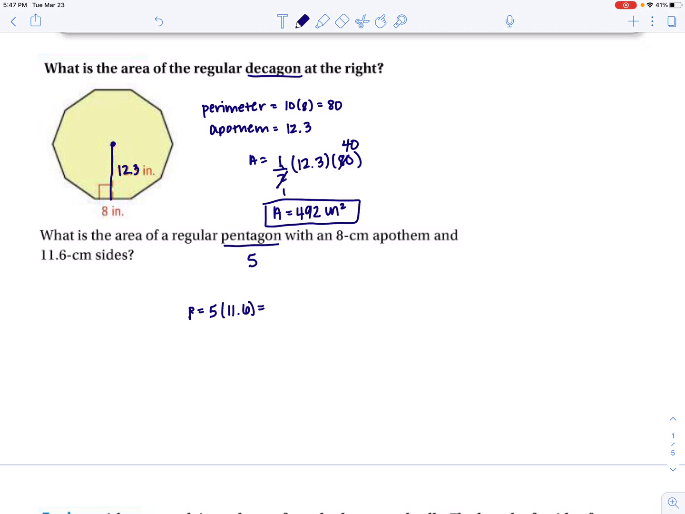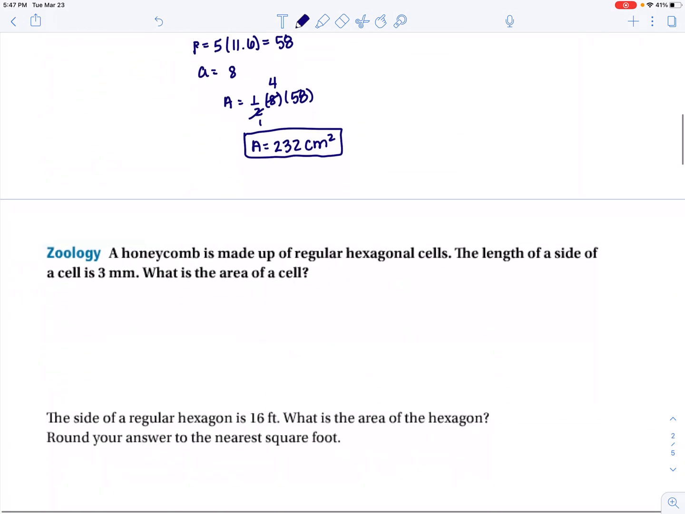is 58. And then the apothem they give me is 8. So A equals 1/2 times 8 times 58. 2 becomes 1, 8 becomes 4. So 4 times 58 is 232. And then don't forget your label, so centimeters squared. All right, the next one.